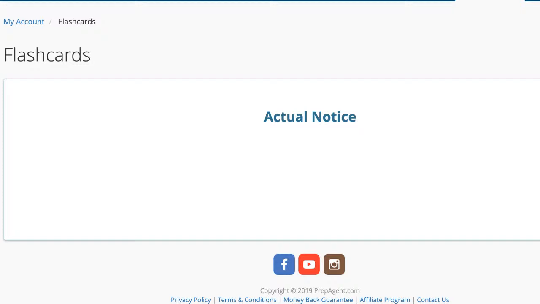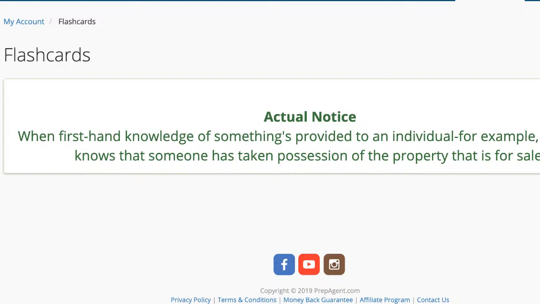Actual notice. What is actual notice? What do you guys think is actual notice? Okay, actual notice is when firsthand knowledge of something is provided. So you've got constructive notice and actual notice. Actual notice is like if I go up to you and just tell you straight up, I give you a piece of paper, this is it, read it with me, look.